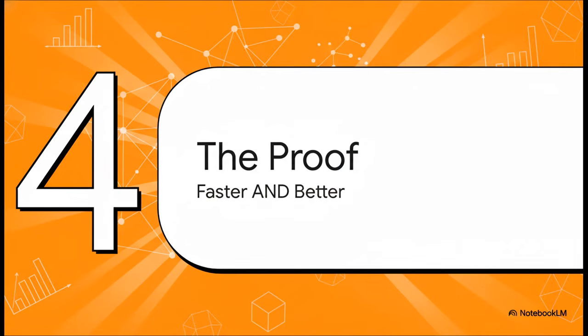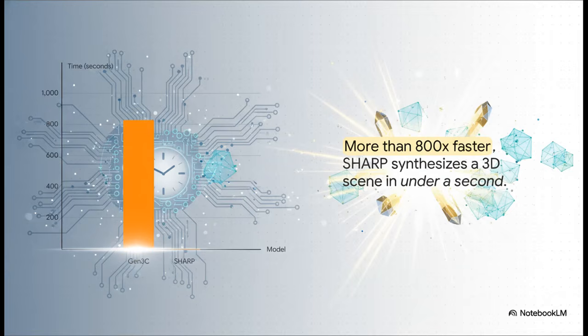So that's the theory. And it's a really clever way to rethink the problem, right? But the real question is, does it actually work? This is where we get to the data, and honestly, the results are pretty mind-blowing. Just look at this. On the left, we have the old state-of-the-art, Gen 3C, taking its sweet time at 830 seconds. And on the right, that's Sharp. It creates the entire 1.2 million point 3D model in less than a single second. That's not just a little better, that's a whole new category. We are talking over 800 times faster. It is literally the difference between waiting 14 minutes and boom, it's just there.